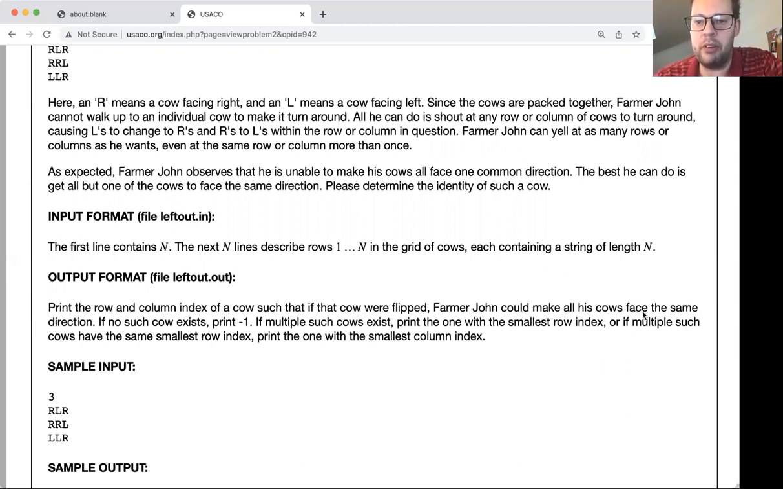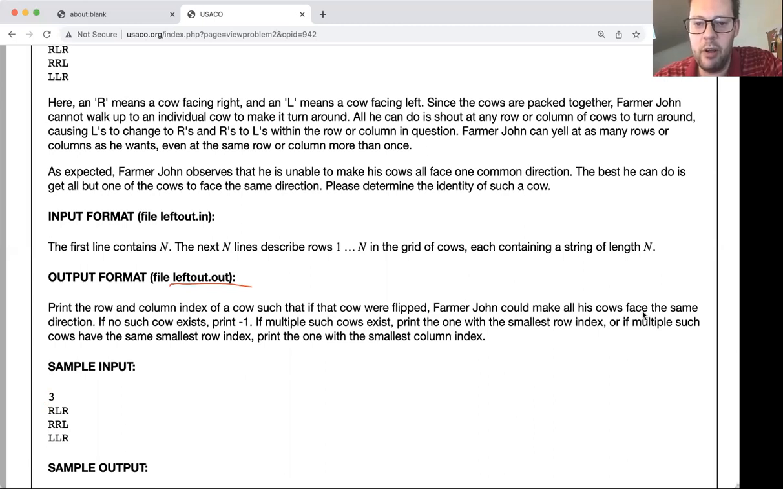Okay, so our input format is coming from a file called leftout.in. It says the first line contains n, which is the size of the field. Remember, n by n, it's a square. The next n lines describe rows 1 through n in the grid of cows, each containing a string of length n. So here we've got an integer, and then on each one of these, we're going to have a line of characters that we'll have to read from the file. The number of lines will be defined by n, and the length of the strings also will be defined by n. Your output format will go to leftout.out.